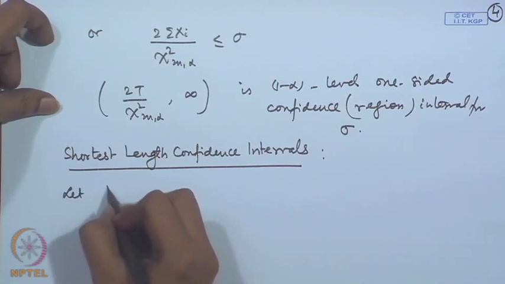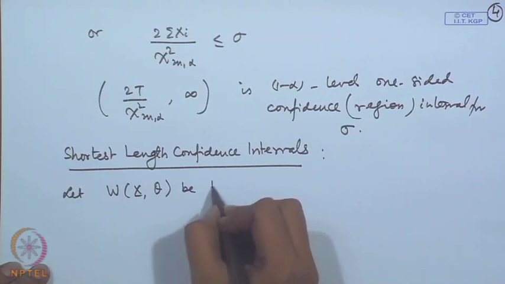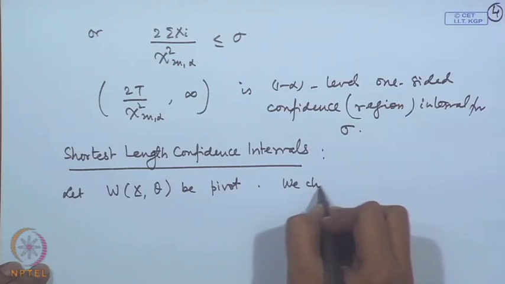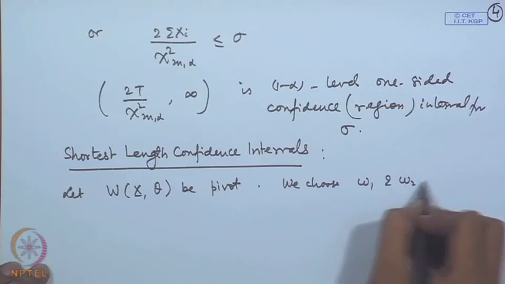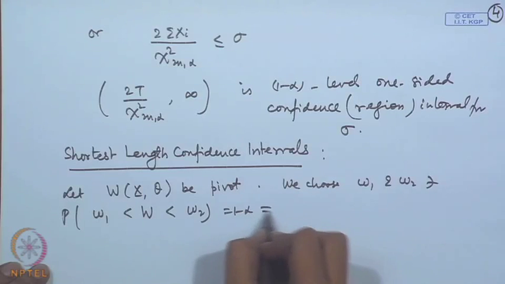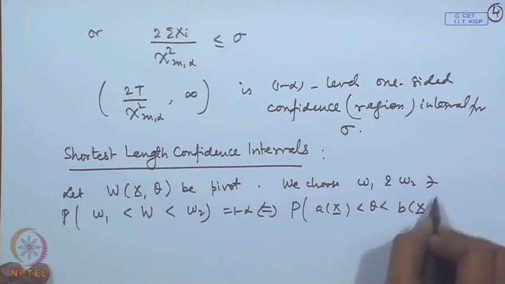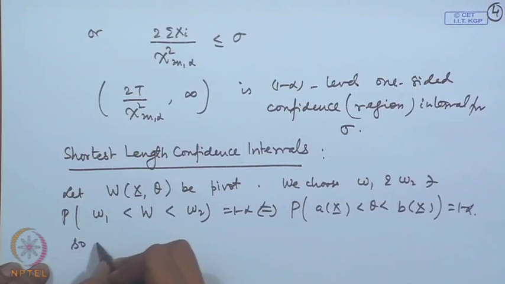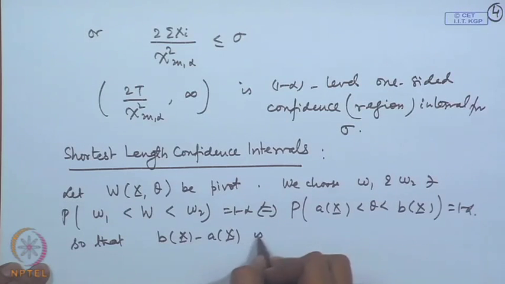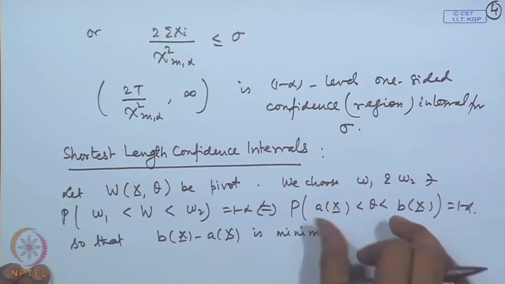So, let W(X, theta) be a pivot and we are choosing say w 1 and w 2 such that this is equivalent to some interval, so that the length of the interval b x minus a x is minimum. So, this is our interest. For a fixed confidence level, we would like to have the shortest length.